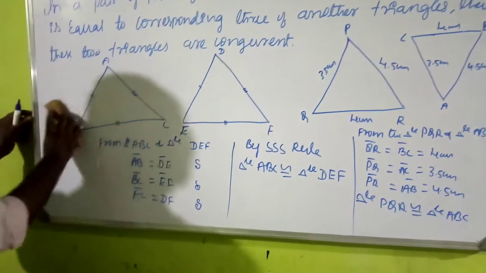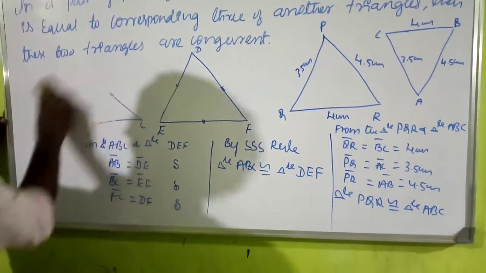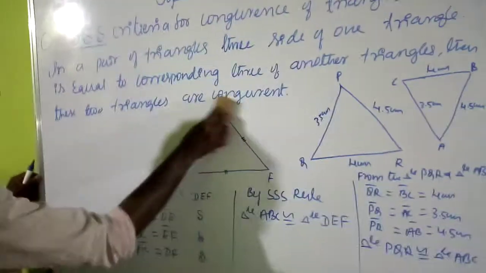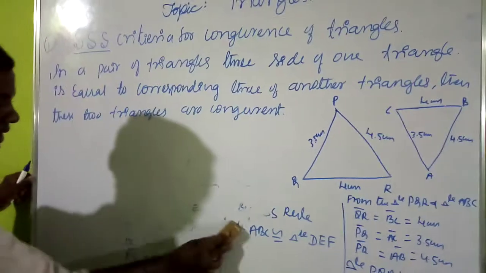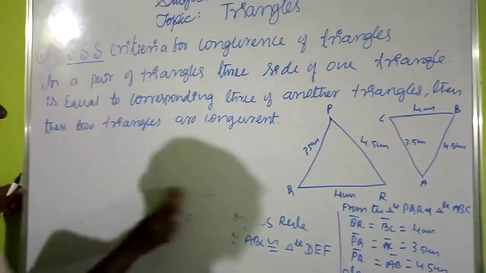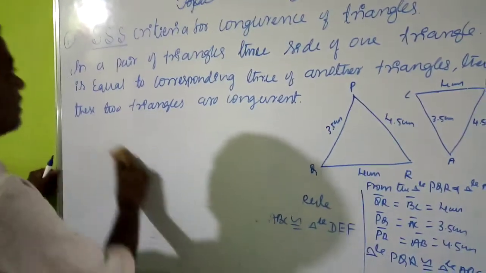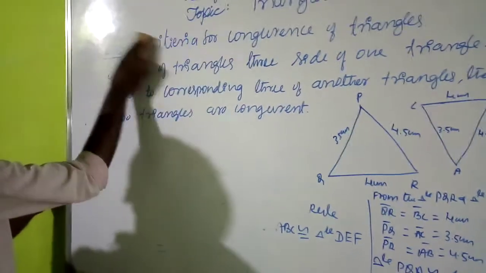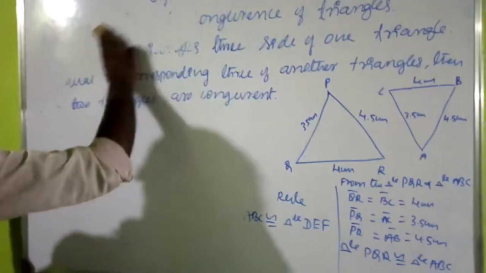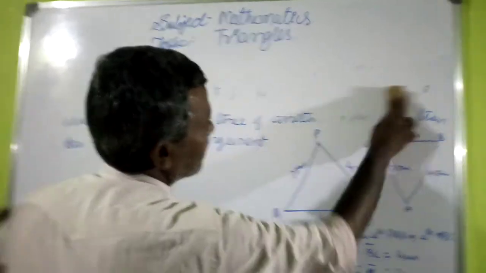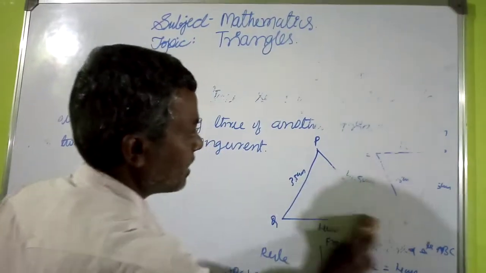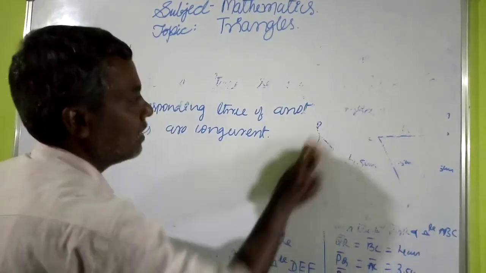Okay na students? So SSS criteria for triangles, that is, three sides of one triangle is equal to another three sides of another triangle. Then you should say that is SSS criteria for the congruence of triangles. Okay na students? So what is meant by congruence of a triangles?